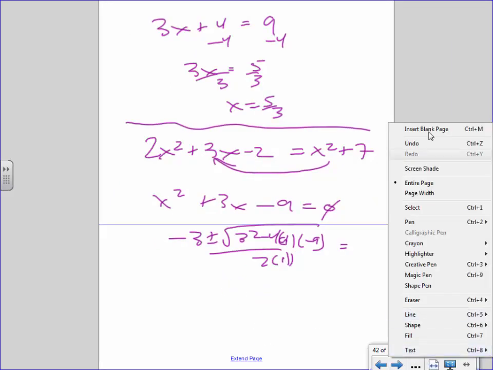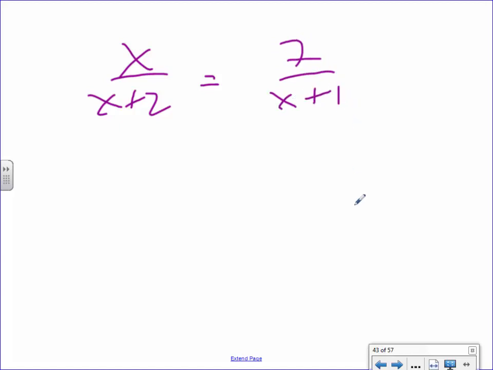Another type of equation that you guys had to work on solving was a rational equation. This would be something like x over x plus 2 equals 7 over x plus 1. What's the key step in order to solve a rational equation? What do you have to do to both sides? You're right. What do you call that? Yeah, cross multiply. Right? At some point, you're going to want to cross multiply.